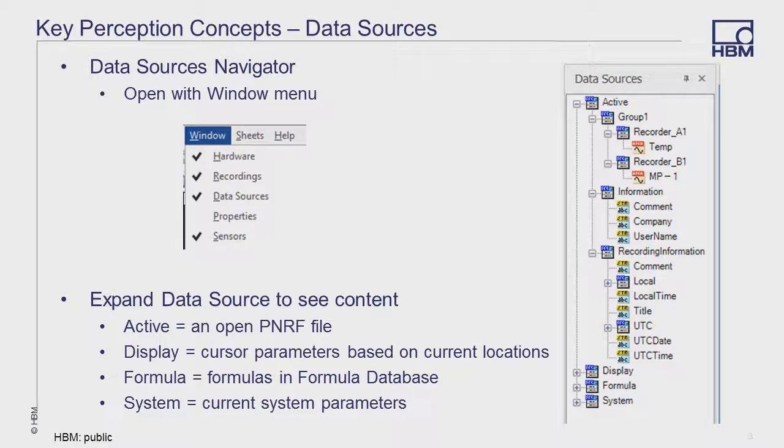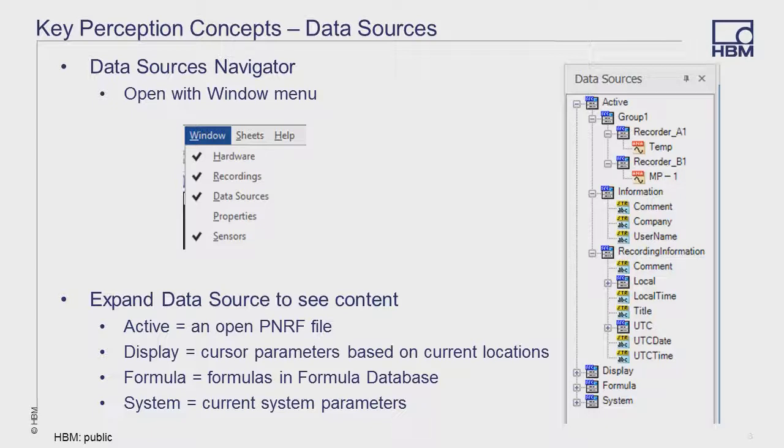The first key concept is data sources. When you open a data file in Perception, you place the information in that file into a data source. The Data Source Navigator gives you a nice overview of the data sources currently available. The Data Source Navigator is one of the tabs that is typically docked on the far left side of the Perception window. If you don't see a tab that says Data Sources, go to the Window menu and make sure Data Sources has a checkbox next to it.